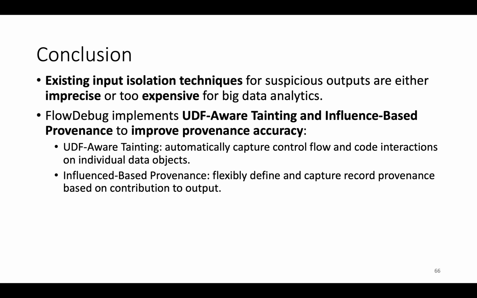In conclusion, I want to recap a little bit about what we've discussed in this presentation. First, we observed that existing input isolation techniques for suspicious outputs are either imprecise in the case of data provenance or too expensive in the case of delta debugging for big data analytics programs. We introduced FlowDebug, which implements two particular techniques, UDF-aware tainting and influence-based provenance. And these both were shown in our evaluation to significantly improve the accuracy of the provenance input traces compared to the existing tools of Titian and BigSift.